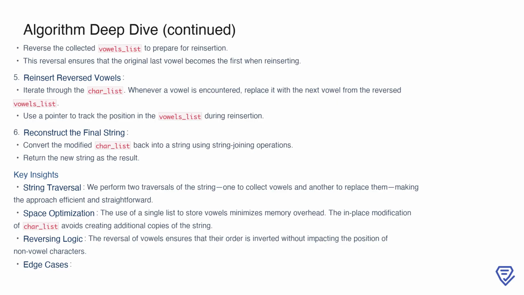This completes the process. A few key insights make this algorithm efficient. First, by traversing the string twice, once to collect vowels and once to replace them, we achieve a linear time complexity. Using a single list to store vowels minimizes memory usage, and modifying the character list in place avoids unnecessary copies of the string. Additionally, reversing the vowel list ensures that the original order of non-vowel characters remains unaffected.